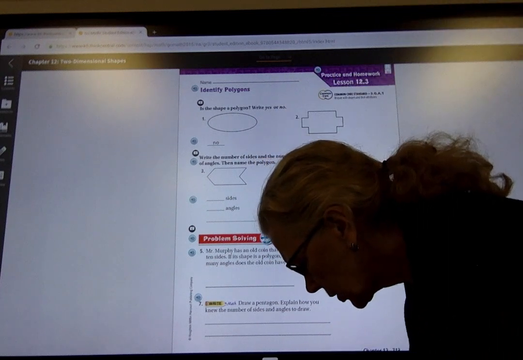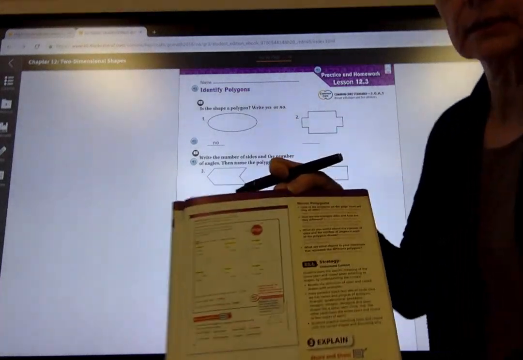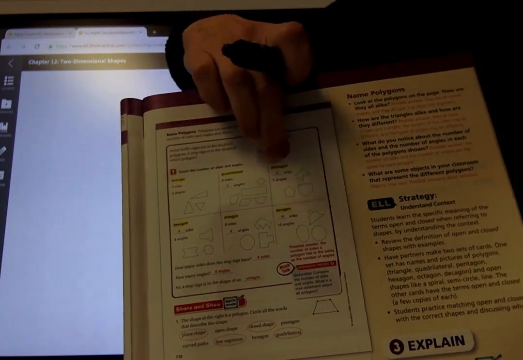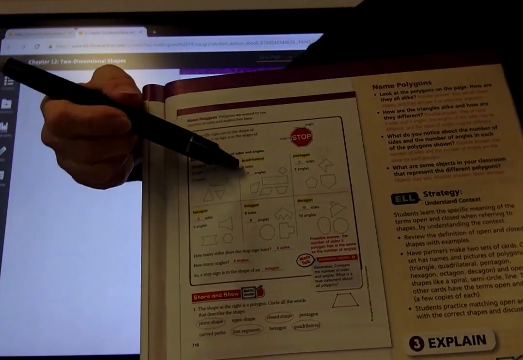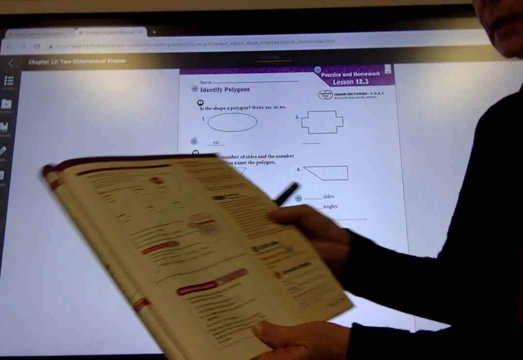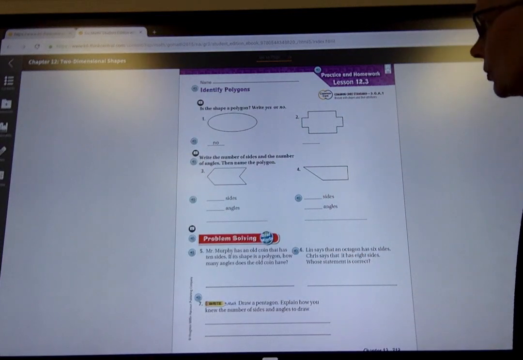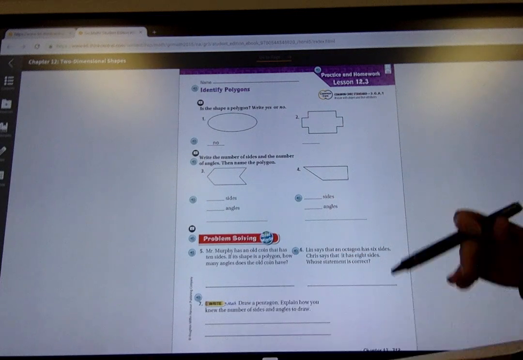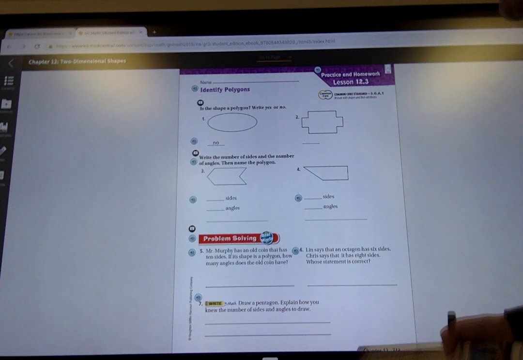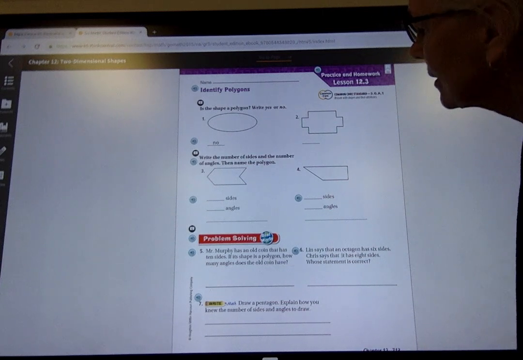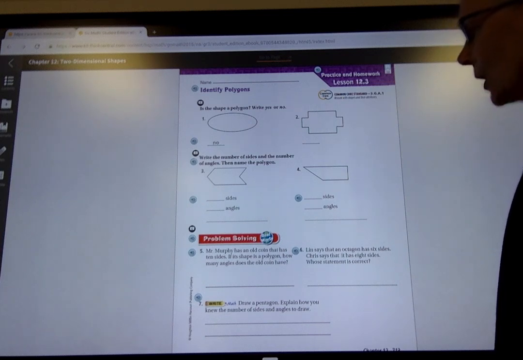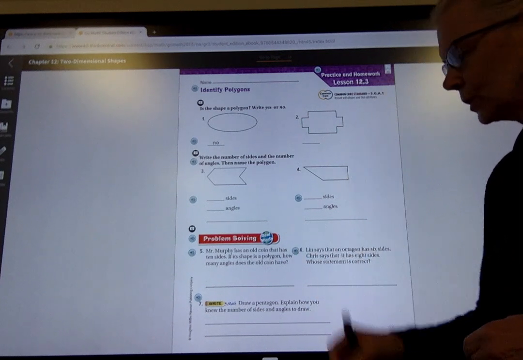Well, if you need to, you can go back to this page where the names go with how many sides they have. 3 sides triangle, 4 sides quadrilateral, 5 sides pentagon, 6 sides hexagon. Okay, so go back to page 710 if you need to. Number 5, Mr. Murphy has an old coin that has 10 sides. If its shape is a polygon, how many angles does the old coin have? You can go back to page 710 if you want to, or you probably already know.